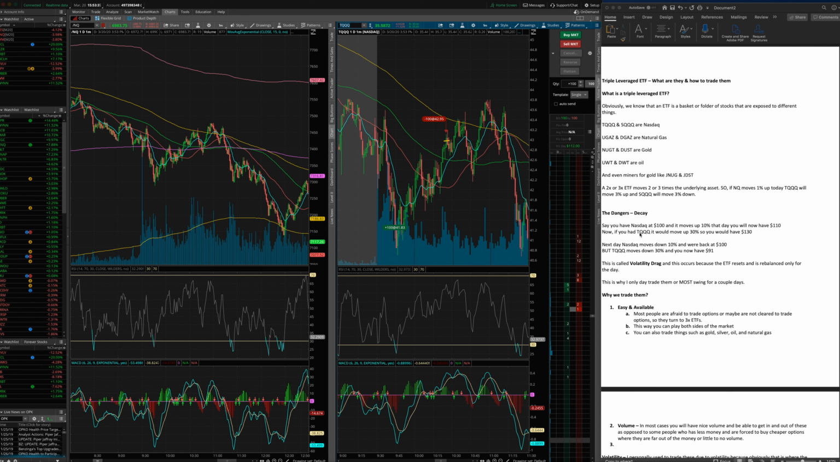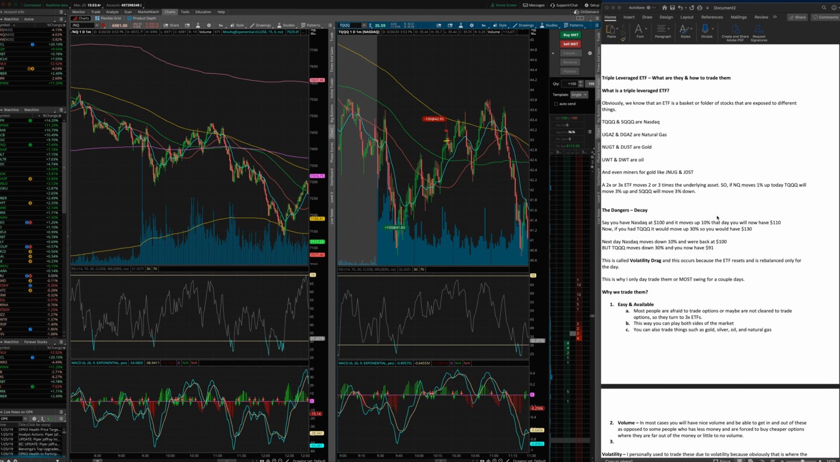Let's say you have the Nasdaq at $100. Obviously, that's not what the Nasdaq is at, but for basic math, that's what we're going to use. Say the Nasdaq is at $100, and today it moves up 10%. Now the Nasdaq is worth $110. But if you were holding TQQQ, it would have moved up 30% because it is triple leveraged and it moves 3 times what the Nasdaq moved. So 30% of the $100 means now you would have $130.